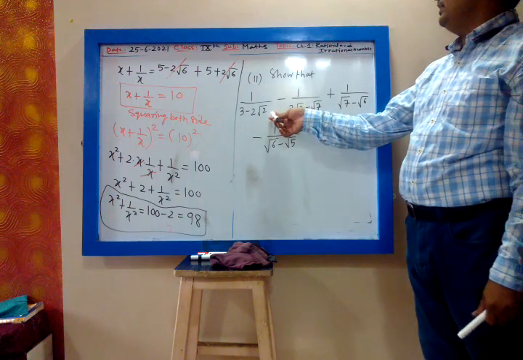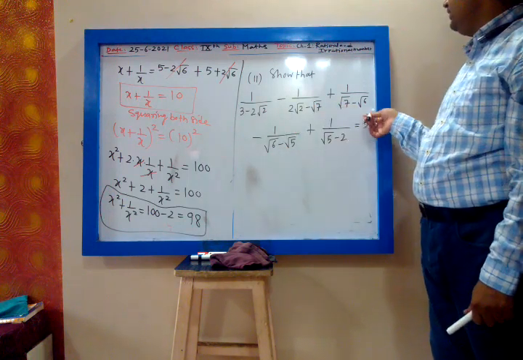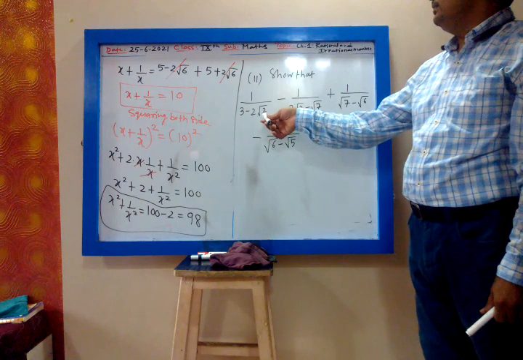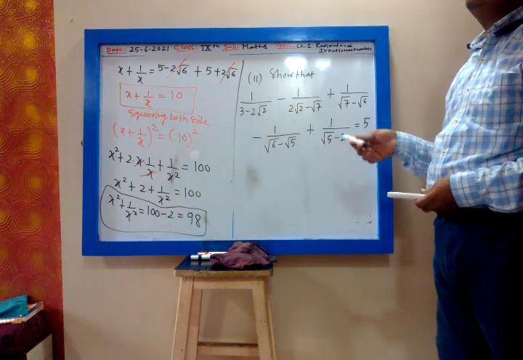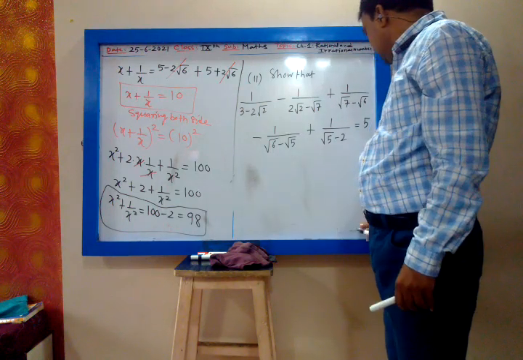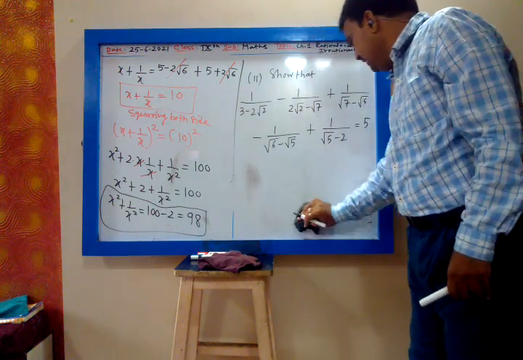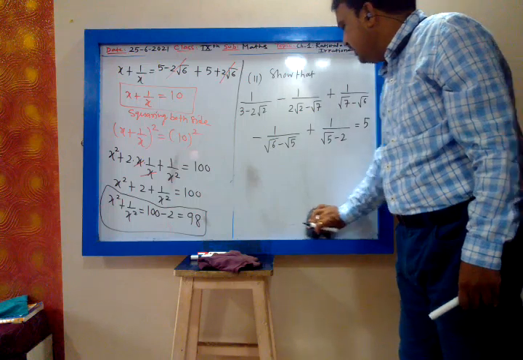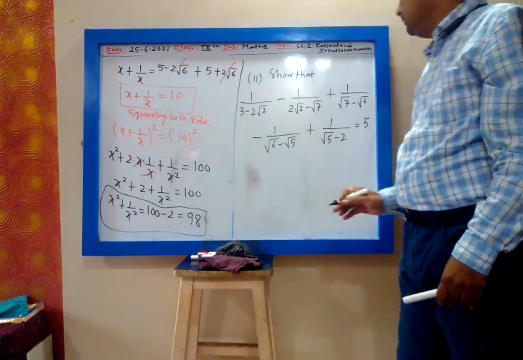Correct? So we are given left hand side as this value and right hand side is 5. So you have to simplify left hand side and check whether it is equal to 5. Yes, you have to rationalize the denominator of each term, that's all.